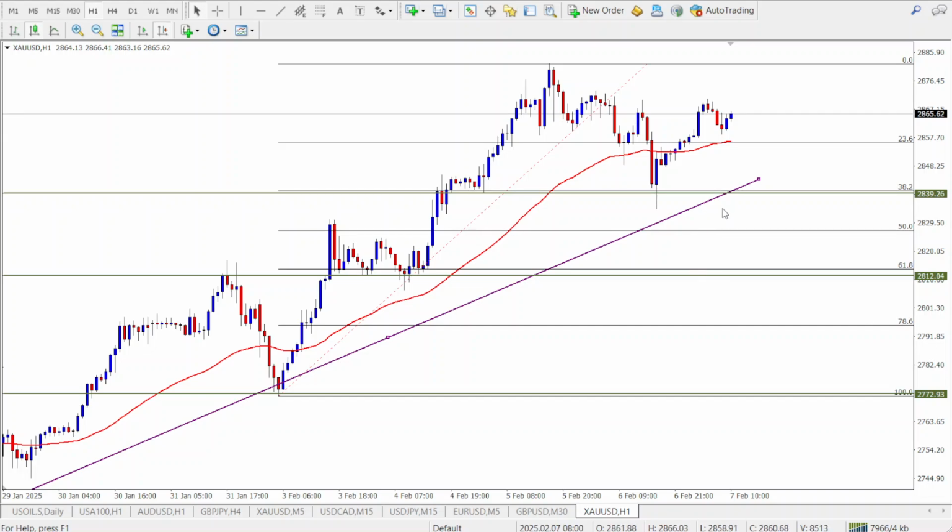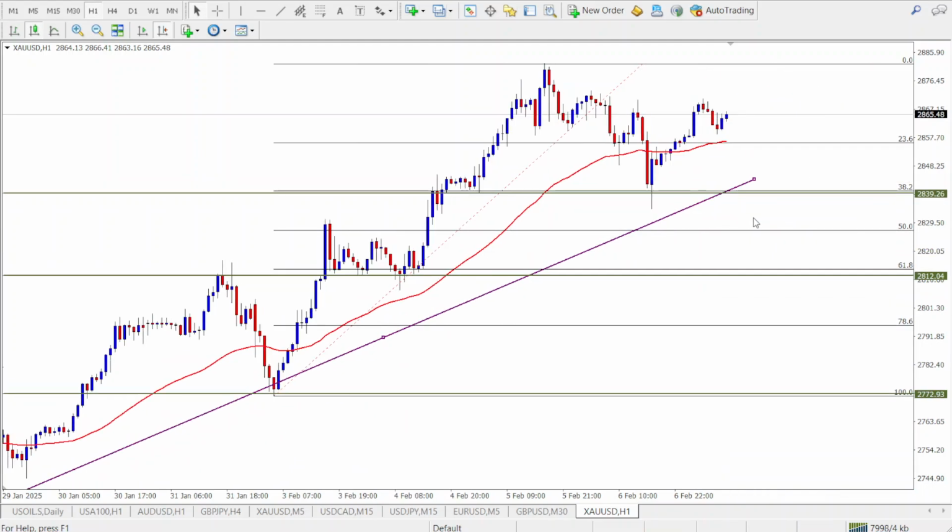Then for a take profit, just target the previous swing high if it is a buy trade, or the previous swing low if it's a sell trade. So by following this step-by-step approach, it's going to help you to take high probability trades using Fibonacci retracements.